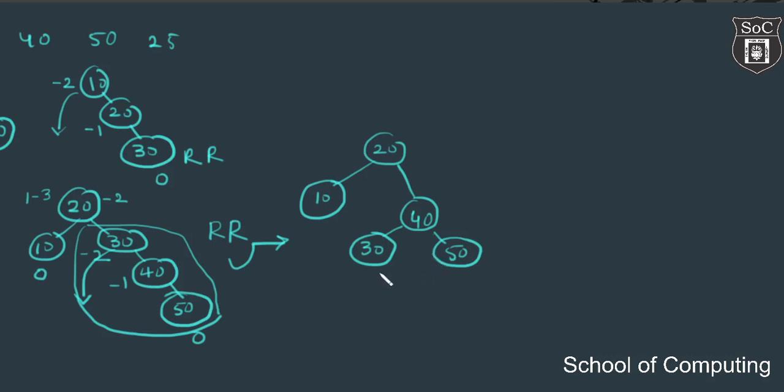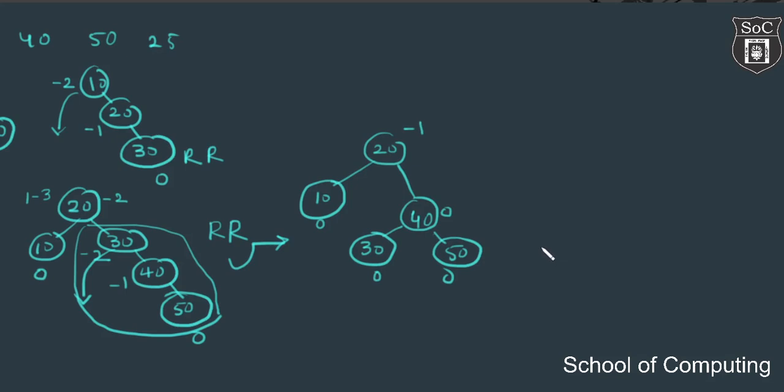So height at leaf node 0, 0, 0. Height at 40, 1 minus 1, it is 0. Height at 20, 1 minus, there are two leaf nodes. 20 to 30 the number of edges are 2. 20 to 50 also number of edges are 2. So maximum you have to take, in any case it is 2. 1 minus 2, it is minus 1. Now the tree is balanced. I don't have any problem now.